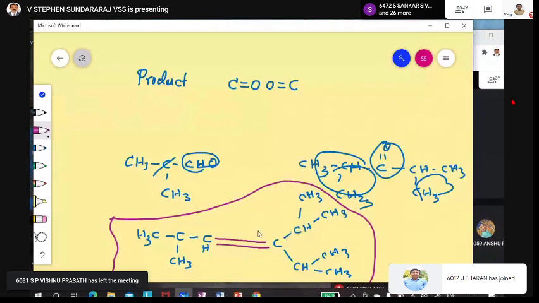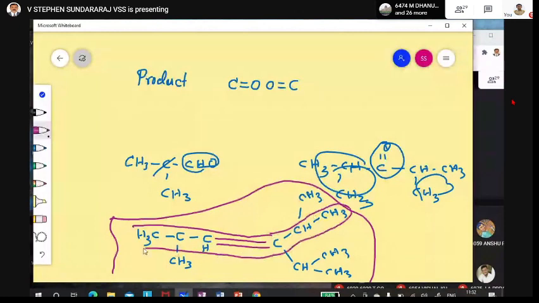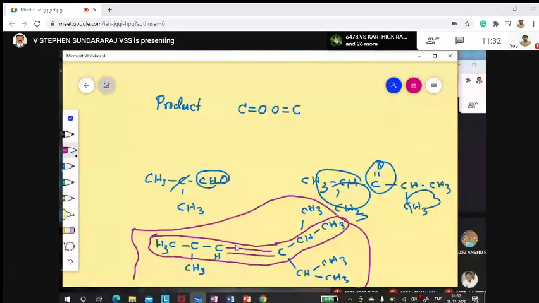Now you select the longest chain. Here you see that both sides are symmetrical, so go anywhere, it does not matter. Whichever one you take, this is the longest. And which side you have to start from, you see that lower set of locants is the rule. No need to go elsewhere, because there is a double bond. So 1, 2, 3, the double bond gets position one. Here also 1, 2, 3, the double bond gets position one.